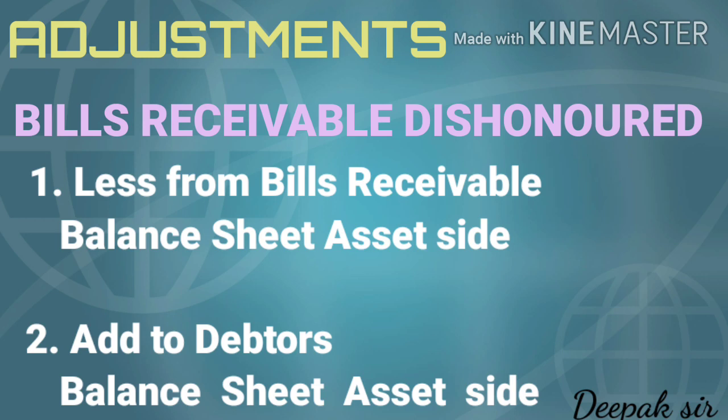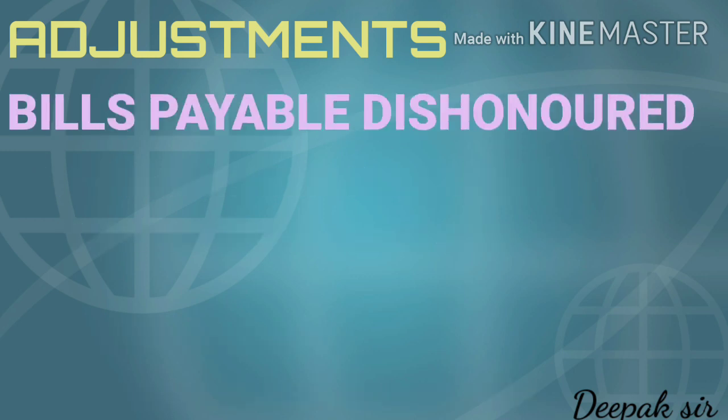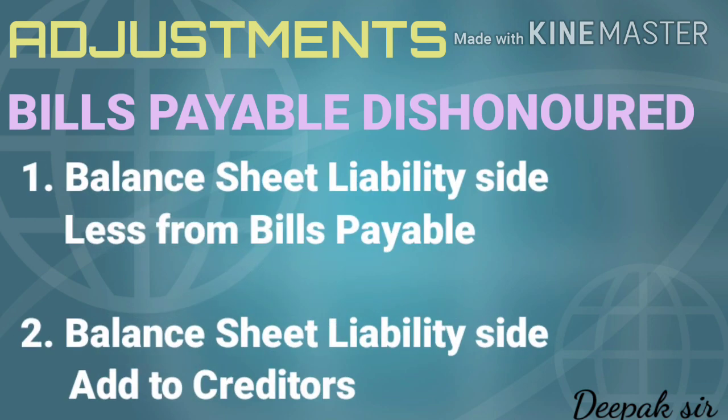The next adjustment we will see is bills payable dishonored. So bills payable was that amount which we were supposed to pay. Now that bill is dishonored. Now the first effect will come in balance sheet liability side. We have to deduct the amount from bills payable, and the second effect of this will also come in balance sheet liability side. We have to add to sundry creditors.